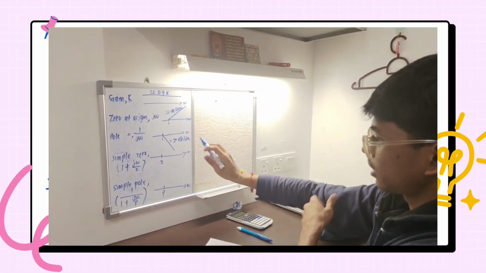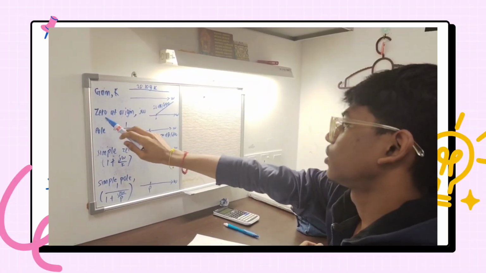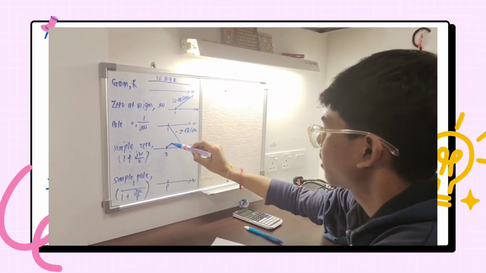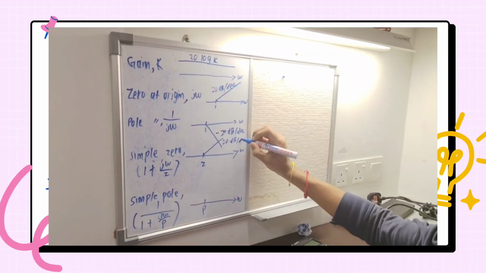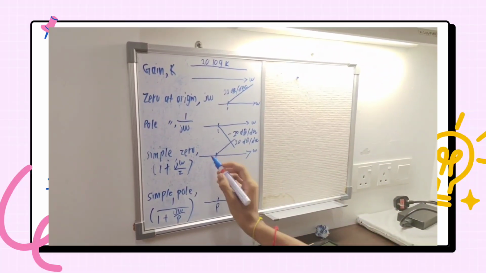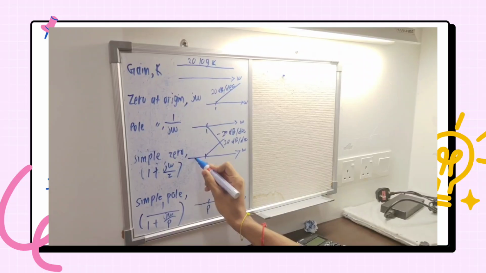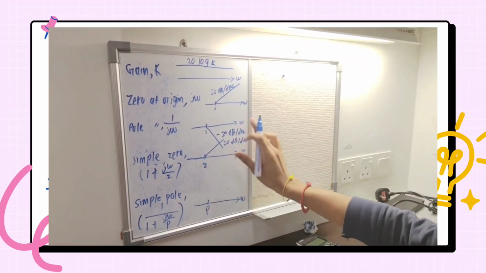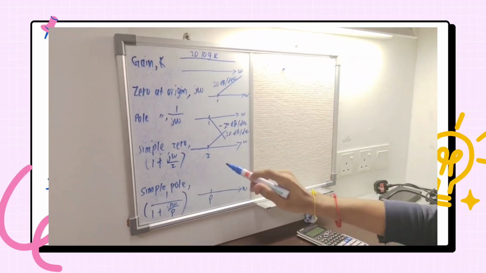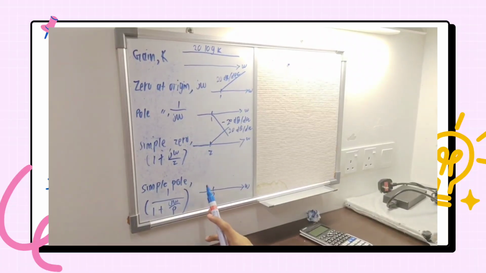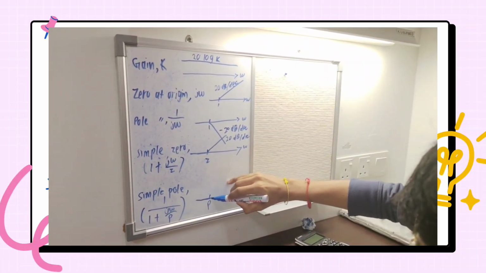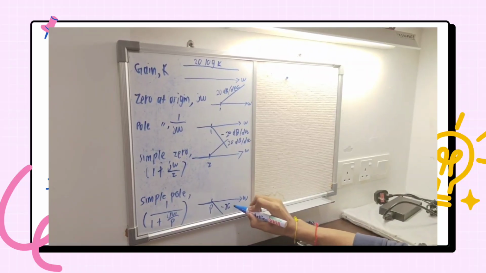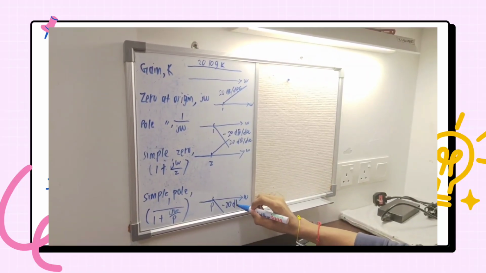For a simple zero, it is also the same as the zero at origin: it increases 20 dB per decade, but there is a flatter area before we increase it. Same as a simple zero, there is a flatter area before we decrease 20 dB per decade for a simple pole.